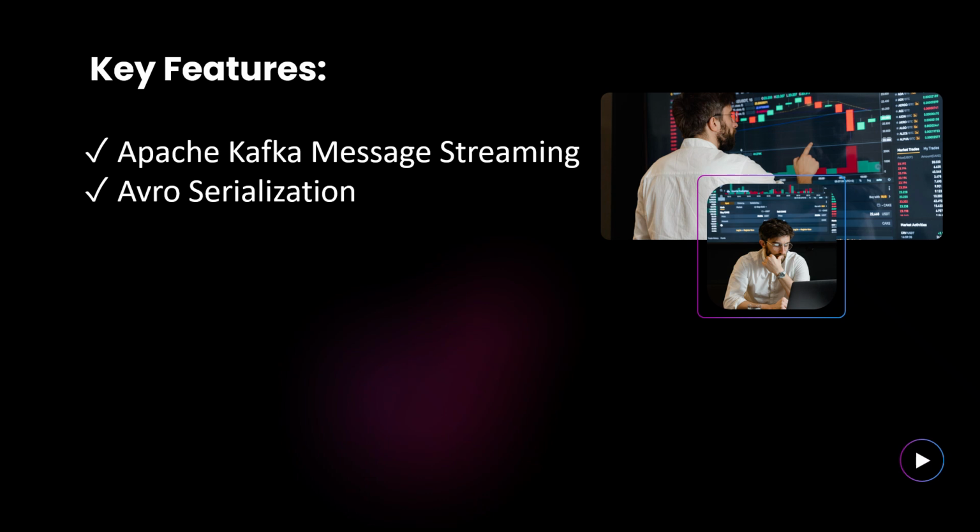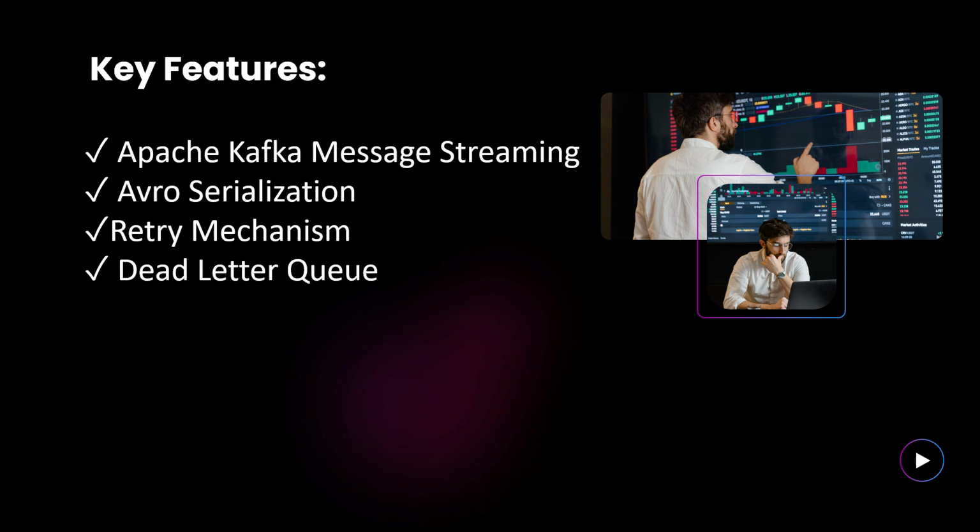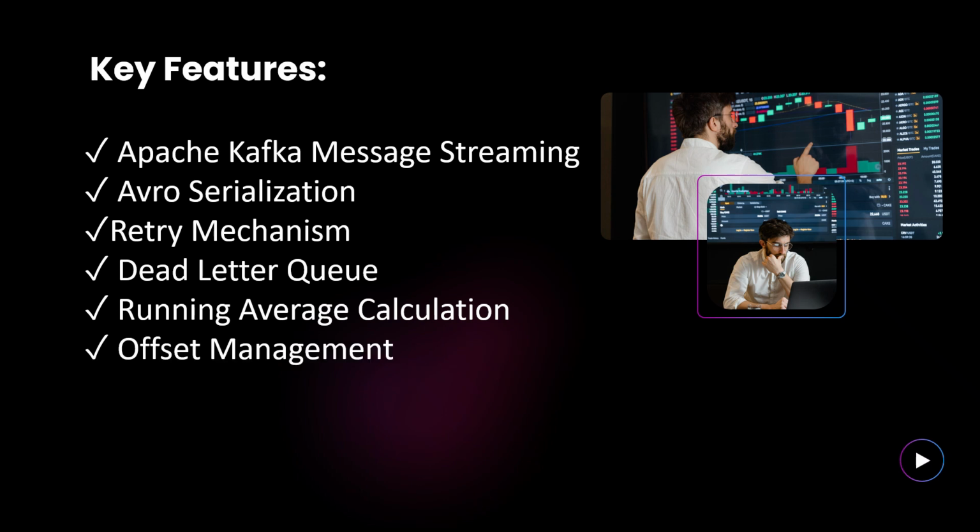schema. Retry mechanism retries transient failures up to 3 times with increasing delays. Dead letter queue captures permanently failed messages for inspection. Real-time analytics calculates running averages overall and per product continuously. Offset management commits offsets only after successful processing to avoid duplicates. Dockerized setup runs Kafka and Zookeeper with a single command for easy portability.